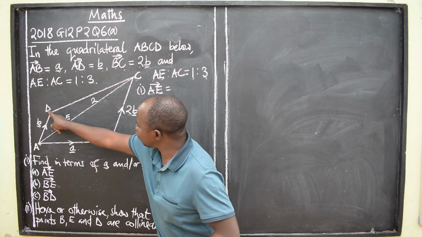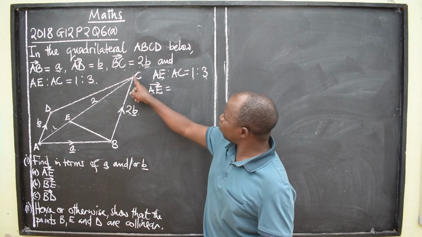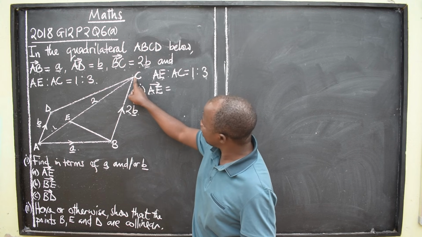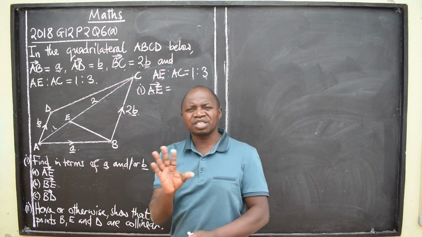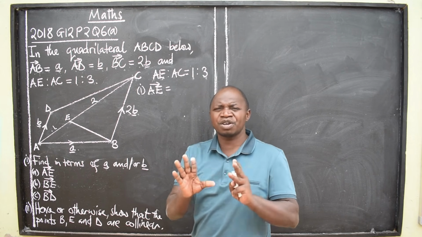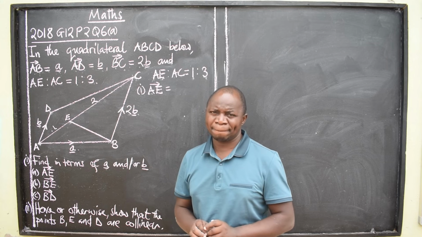Because I don't know vector DC. I've not been provided with that. Again, I don't know vector CE. I don't know the vectors there. So that route cannot be used. Yes, it will give me the correct answer, but I can't use it because the vectors are not there.